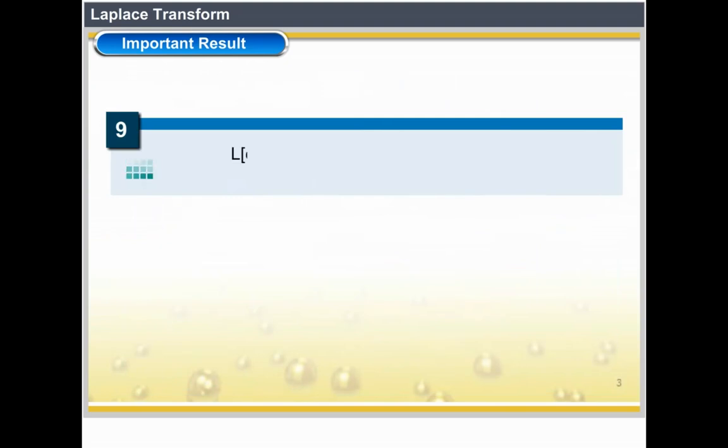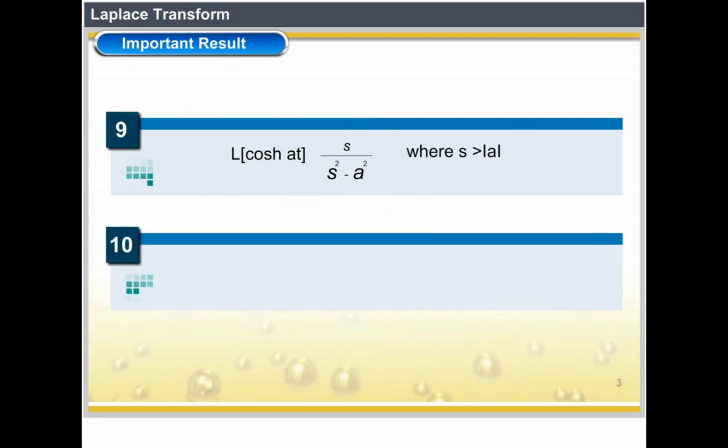Number 9. Laplace of cosh at equals s divided by s square minus a square, where s is greater than modulus of a. Number 10. L of a into f of t plus or minus b into g of t equals a into L of f of t plus or minus b into L of g of t.